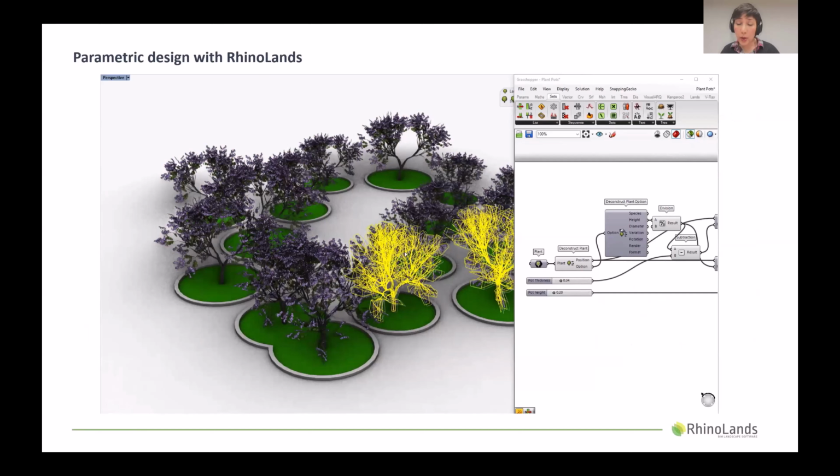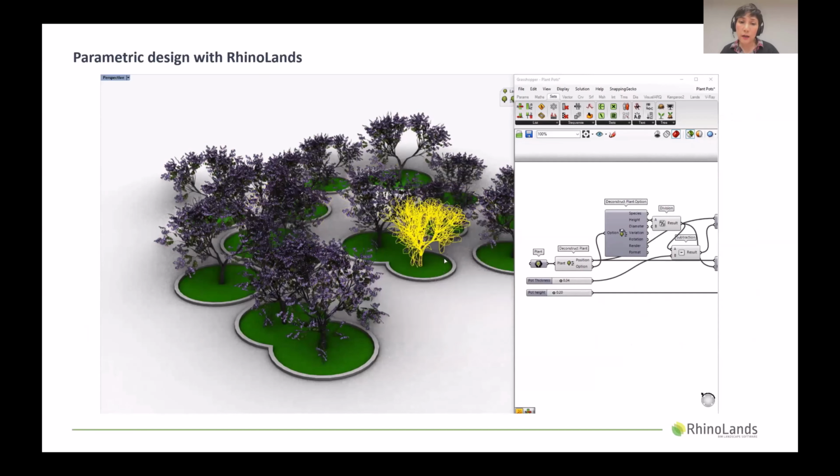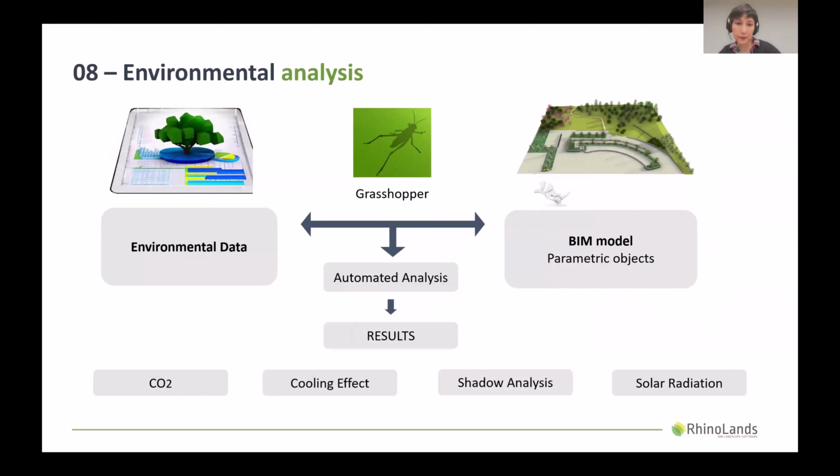These plant pots are linked to plants, so if you move the plant, they are also going to move and be placed again around the plant. This is just a simple example, but we can imagine that if you know Grasshopper, you will have an unlimited possibility of automating the design process.